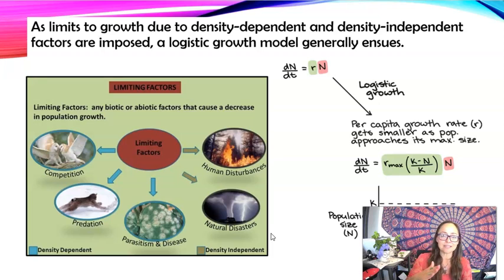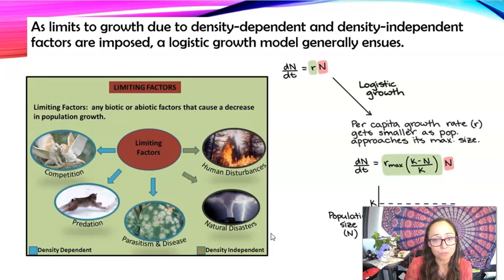So as the density increases, disease is going to spread a lot easier. I'm recording this in 2021 after we've lived through COVID and a pandemic, and this is why we have social distancing, because when we're really close, disease can spread really easily. So that is a density dependent limiting factor. We also have predation. The more individuals in a population, the easier it is for predators to get food. So that'll keep the population in check.